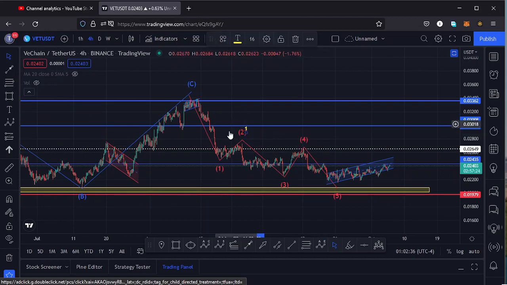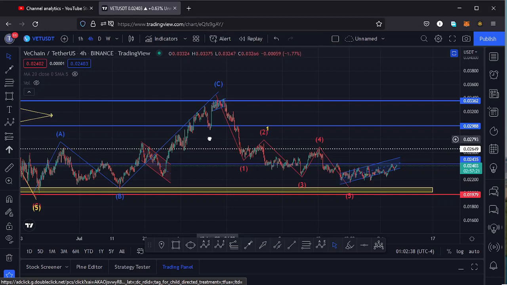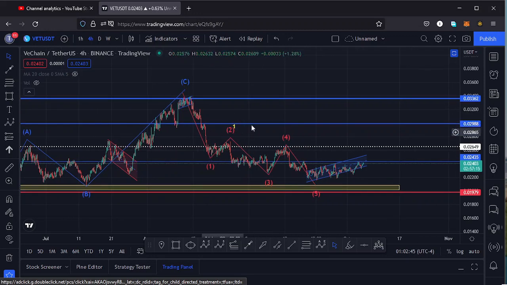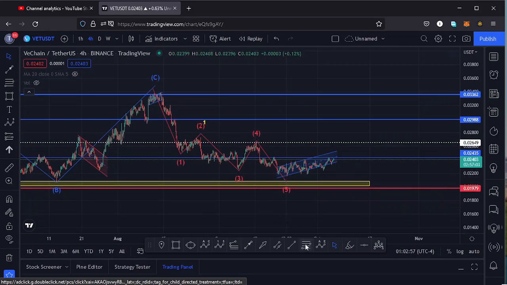And starting my analysis with the long-term scenarios that can play out, basing my analysis on the Elliott waves, after seeing the formation of a higher Elliott wave count 1, whatever we expect after making that low is the formation of a higher Elliott wave count 2, which is bound to give us a bit of a pump here on the Vechain chart.